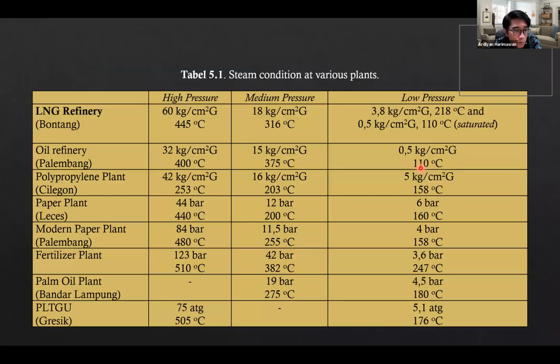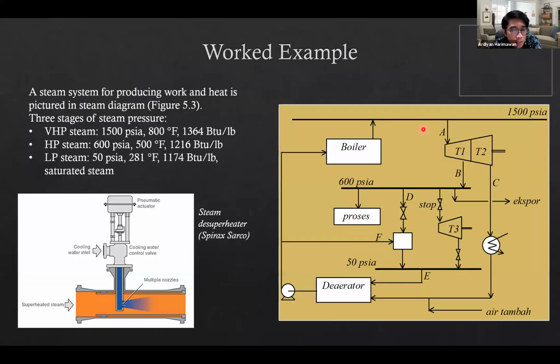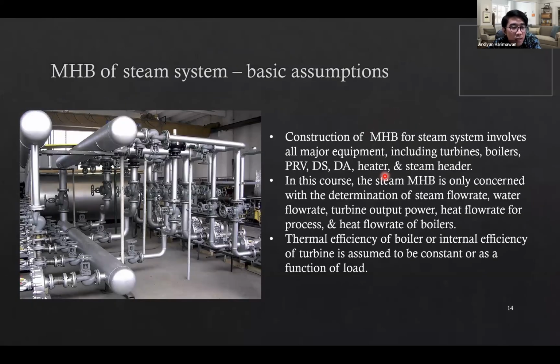Okay, if there is no other question, now we will see the construction of the mass and heat balance of the steam system. But basically, this is the simple mass balance, right? Actually, the construction of mass and heat balance for the steam will involve major equipment like turbines, boiler, pressure relief valve, the superheater, the deaerator, heater, and the steam header. But in this lecture, for the calculation of the mass and heat balance, we will only determine the steam flow rate, and then the water flow rate, and then the turbine output power, heat flow rate for process, and also heat flow rate for the boiler.